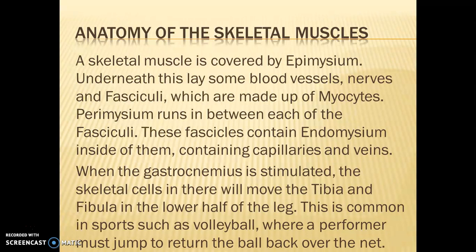Perimysium, a sheath of connective tissue that groups together muscle fibers, runs between each of the fasciculi. These fascicles contain bundles of cells, otherwise known as endomysium, inside of them, which contains capillaries and veins.